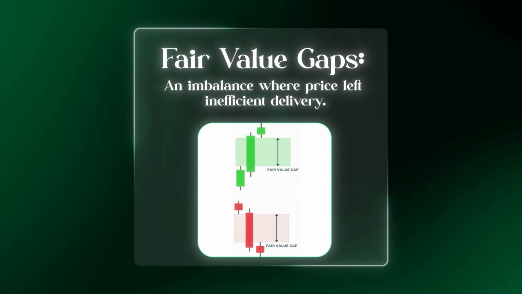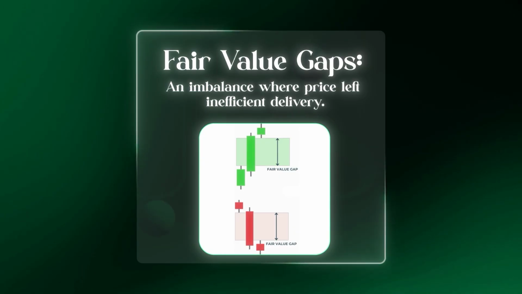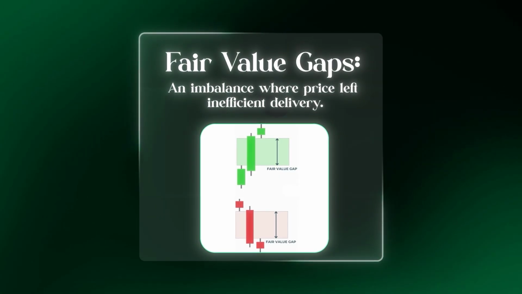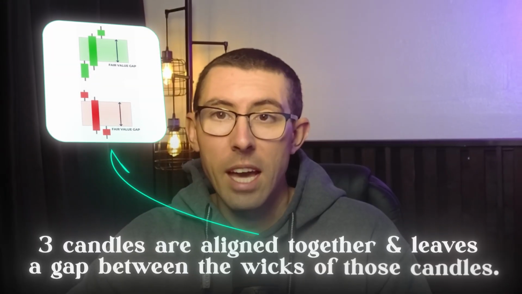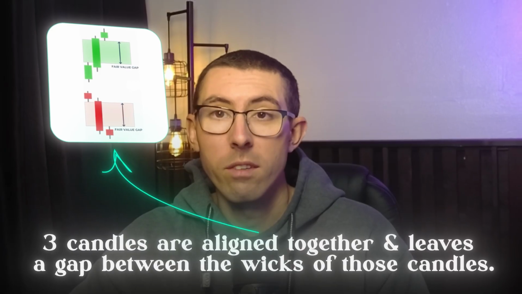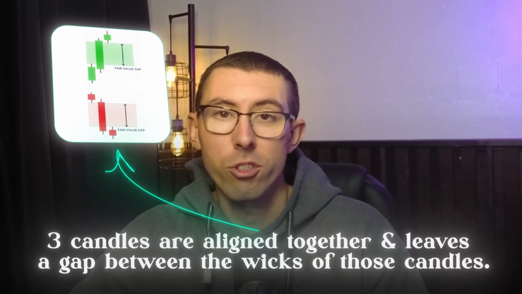Fair value gap. You need to know this one. Fair value gap is an imbalance where price has left an inefficient delivery or an imbalance. This is where three candles are aligned together and leaves a gap between the wicks of those candles. You can see the example on the screen.